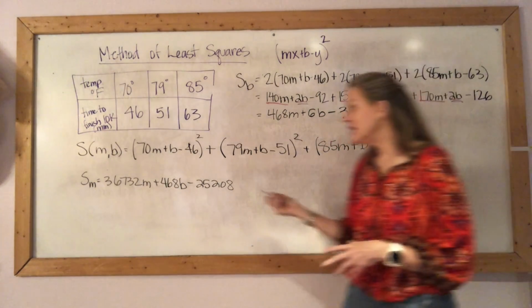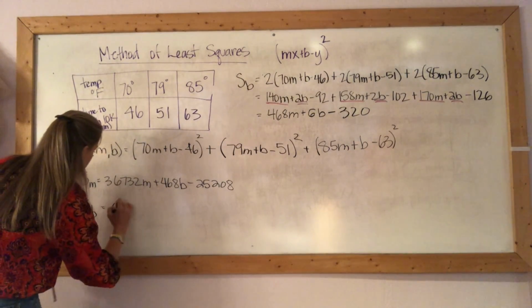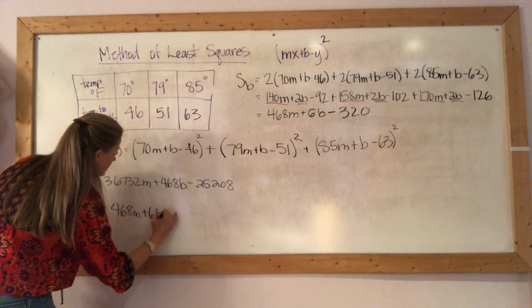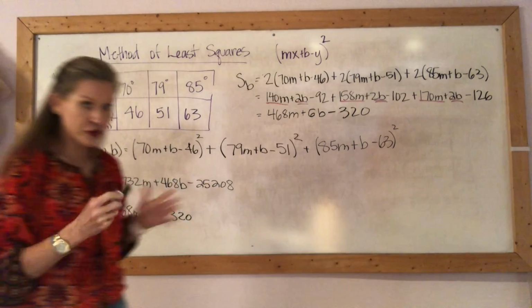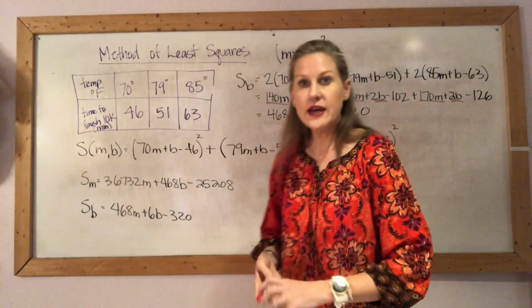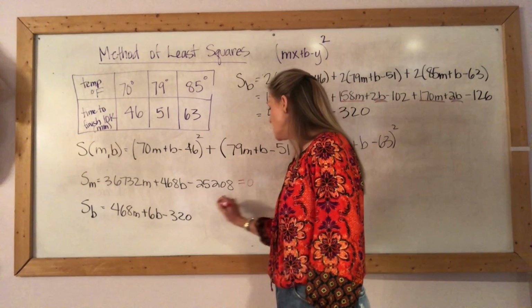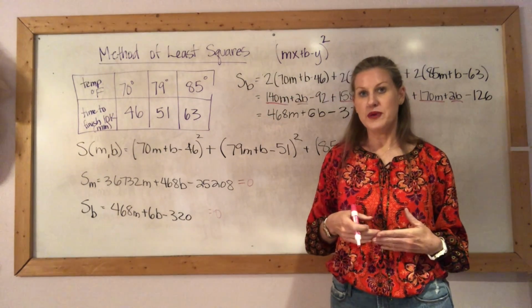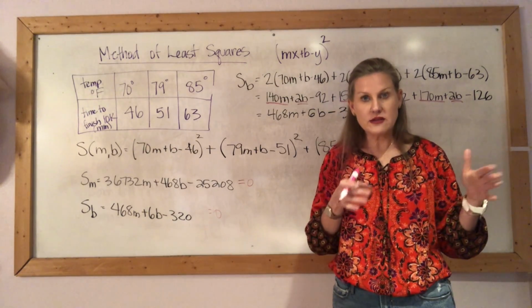So I'm going to write that down here. S sub B is 468M plus 6B minus 320. So I have my first partial derivatives, and I am going to, just like in the last unit, set them each equal to 0 and solve for M and B. Trying to find the equation of a line, y equals mx plus b.